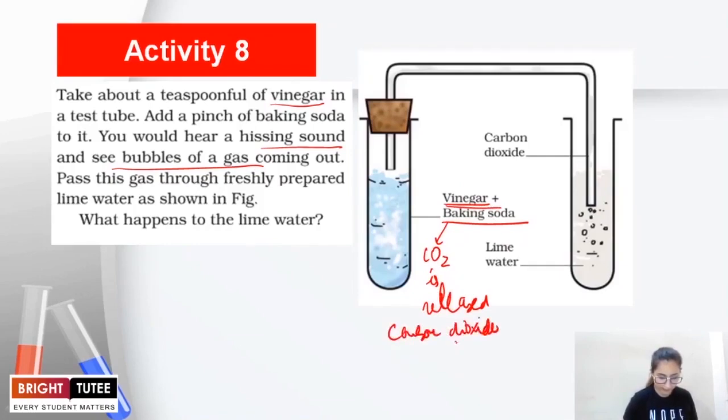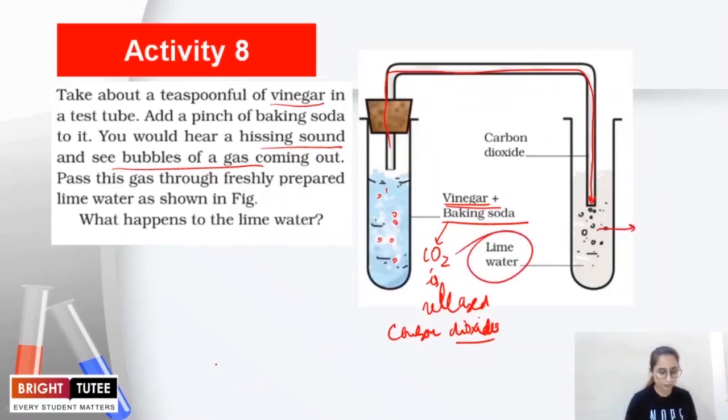Carbon dioxide is released as a product of this reaction. That is why you hear a hissing sound, right? There is an effervescence, brisk effervescence. Bubbles are seen, as you can see in the picture, these are bubbles. So this gas comes out of the solution as a reaction, and then you pass this gas through a freshly prepared lime water solution. This is lime water, right?